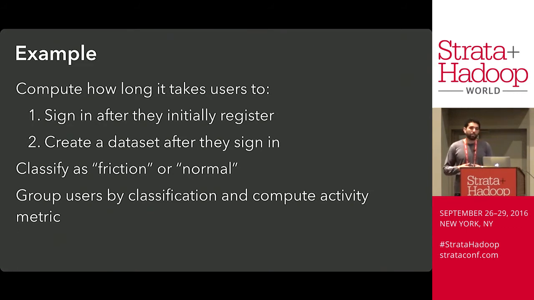Once they've signed in, how long does it take them to actually create a data set? And we might have a hypothesis that users who take long between any of these steps experience a lot of friction in that initial user experience. Then we might want to test the hypothesis that friction might be correlated with lower activity on our platform in the long term. So I'll show you how we can compute these metrics for some base data and how we can use lineage to understand all of the computations that are happening.